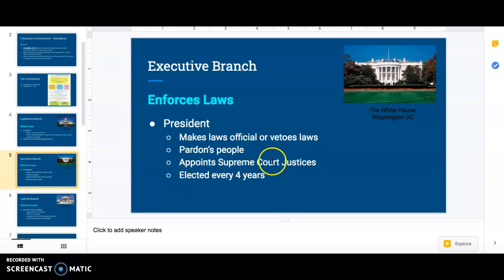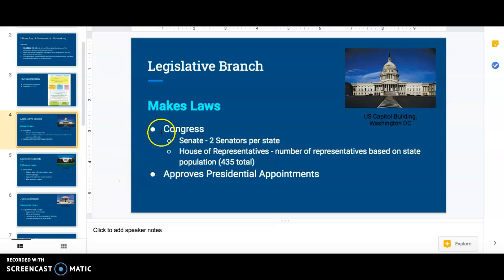He appoints Supreme Court justices, which means that he recommends people to the Supreme Court that he wants to do that job. Remember, one check that the legislative branch has on presidential recommendations is they can cancel that or they can approve it.